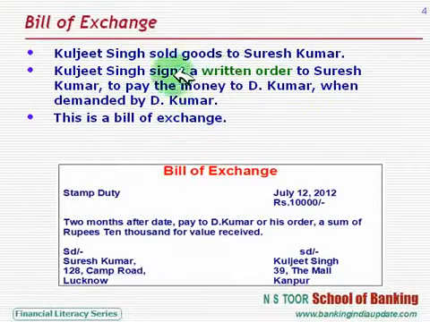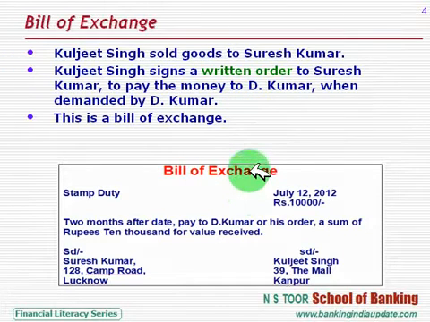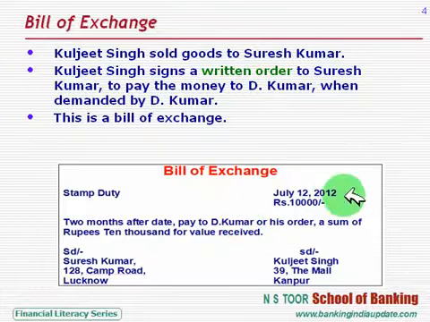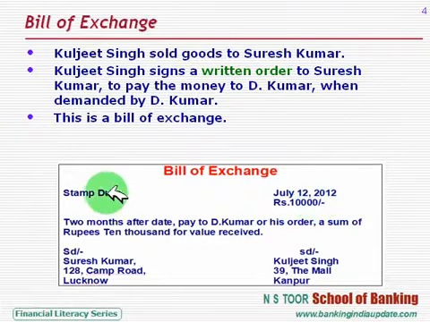Here, one person is making an order to another person to pay the money to a third person when demanded by that third person. So here we have bill of exchange. So this order is being made by Kuljit Singh, the person who is seller, and this order is being made to the person who is the buyer, who has to make the payment, and this payment is to be made to another person, third party, D. Kumar. So it will be dated, amount will be written in words, amount will be written in figures also, and stamp duty, if applicable, will also be paid.